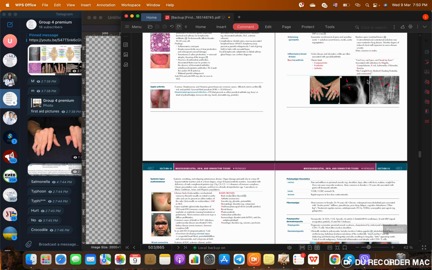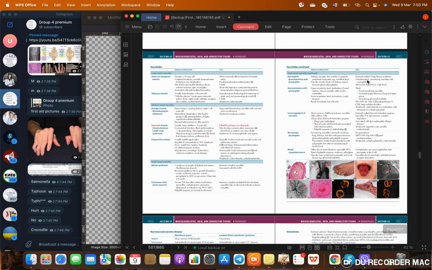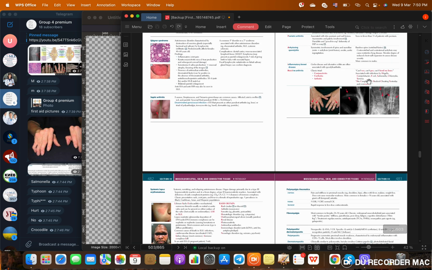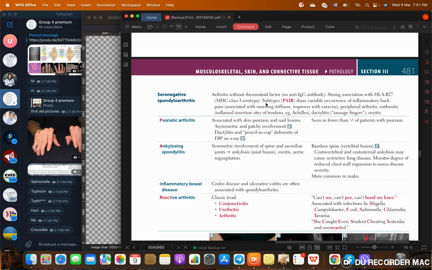So the next thing to speak about is the seronegative spondyloarthropathies. I hope you remember what HLA-B27 is. Arthritis without rheumatoid factor, so they do not have the IgM antibody. A strong association with HLA-B27.